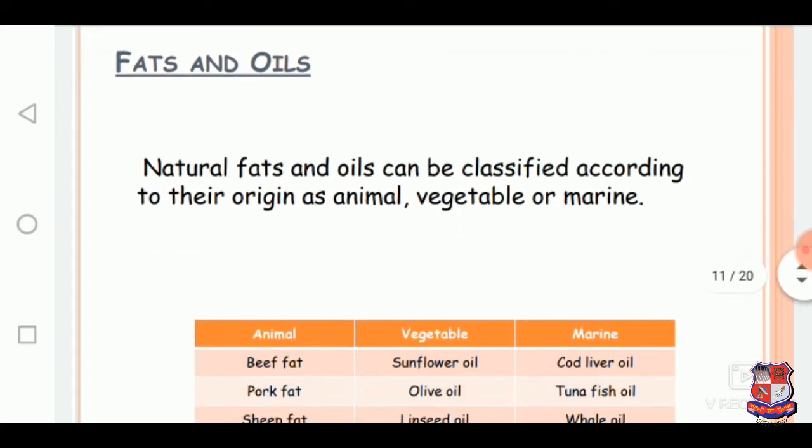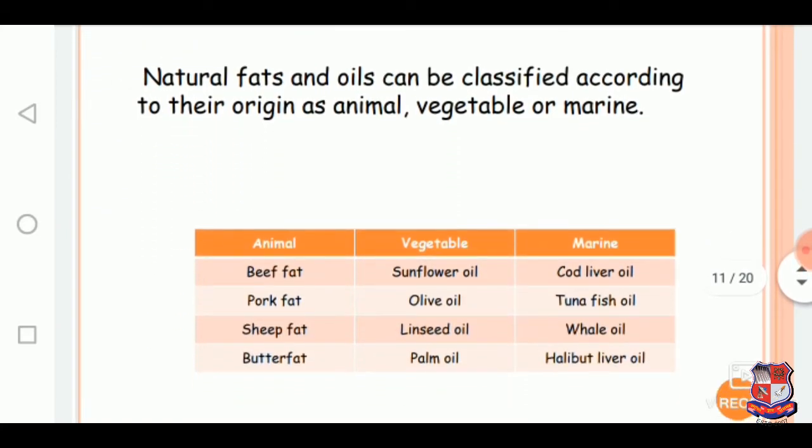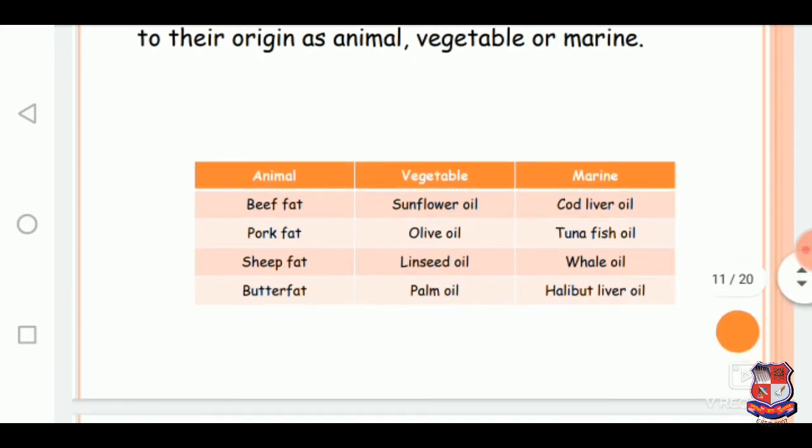Natural fats and oils can be classified according to their origin as animal, vegetable, or marine, according to the source they are obtained from. From animal fat, we have beef fat, pork fat, sheep fat, and butter fat. For the vegetable ones, we have sunflower oil, olive oil, linseed oil, and palm oil. For the marine ones, we have cod liver oil, tuna fish oil, whale oil, and halibut liver oil.